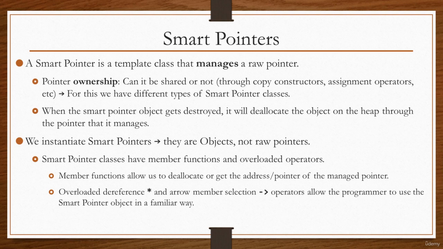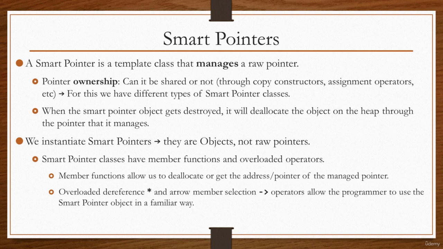Alright, what is a smart pointer? Well, a smart pointer is a template class that manages a raw pointer. In other words, it owns a raw pointer, and that ownership can be shared or not. That is, through copy constructors or assignment operators, for example, we can control whether or not we want to make that owned pointer available, maybe to other smart pointers. Because we have different smart pointers, we have smart pointers that sort of control the ownership in a way where they do not make the owned pointer available outside. And throughout this lesson we'll discuss the different types of smart pointers.